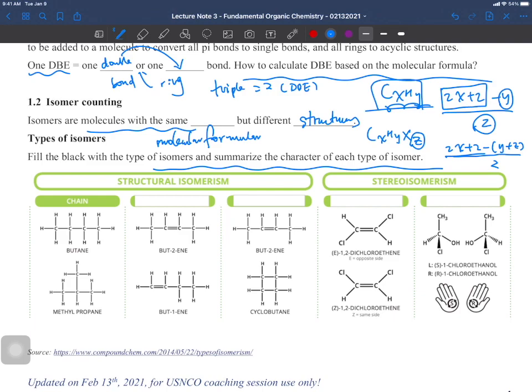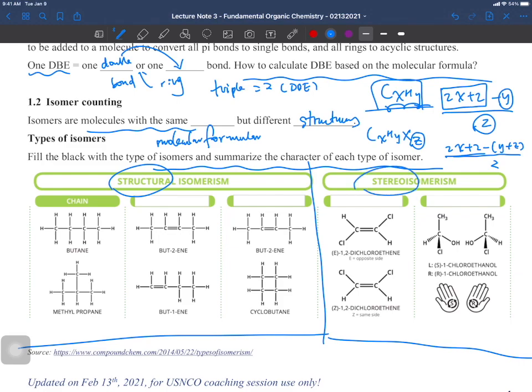Right? So first we can put them into two big categories. The left one is called structural, another one is called stereo. What's the difference? Structural means they have different connections. We can show what is the meaning of different connections later. And another one is called stereo, which means they have the same connection, but they have different three-dimensional arrangements.